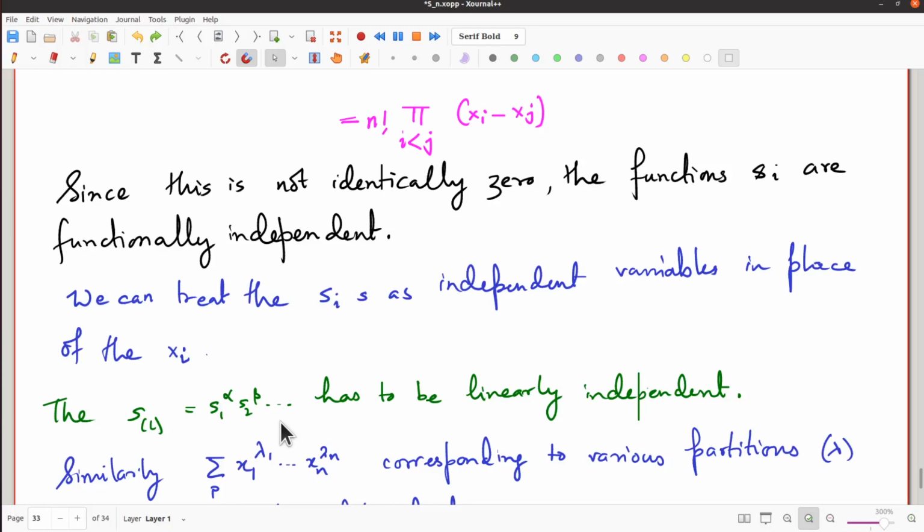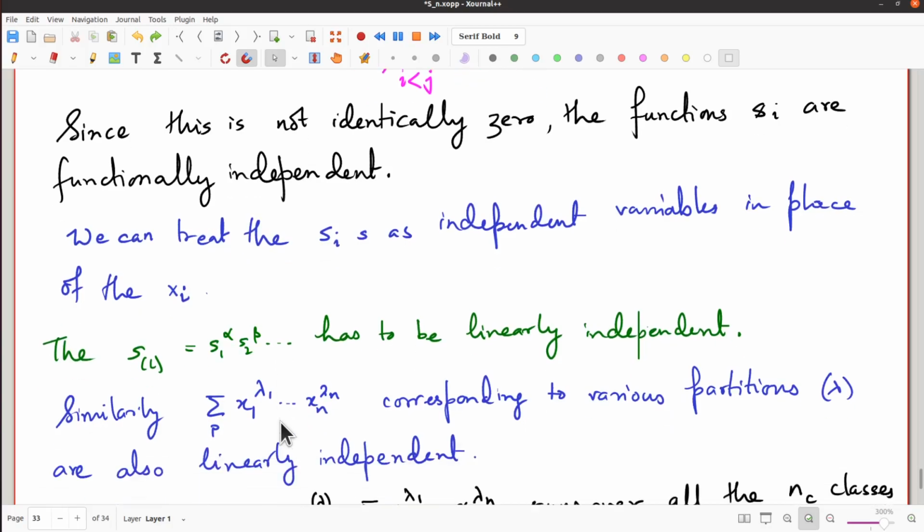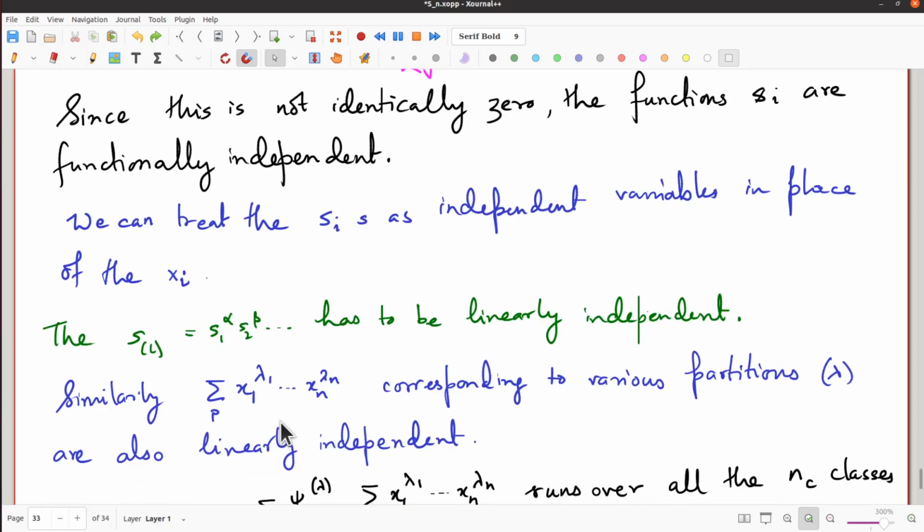It's very easy to see that the pieces that we have found on the right hand side of our expression, the sum over a given partition lambda 1, lambda 2, up to lambda n of the quantity x1 to the lambda 1, x2 to the lambda 2 up to xn to the lambda n, summed up with all possible permutations of 1 to n, are also linearly independent.